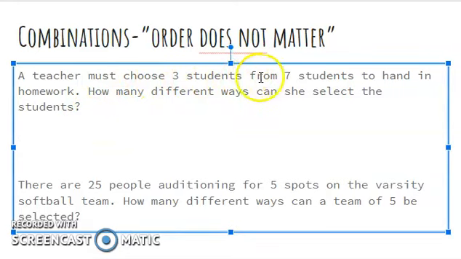So a teacher must choose 3 students from 7 students to hand in homework. How many different ways can she select the students? The students here refers to the 3 students, so we're talking about a group of students, and one individual really doesn't matter from the other. For example, Tom, Jerry, and Frank are the same as Frank, Jerry, and Tom. These are the same group of people. They're just arranged in different orders.